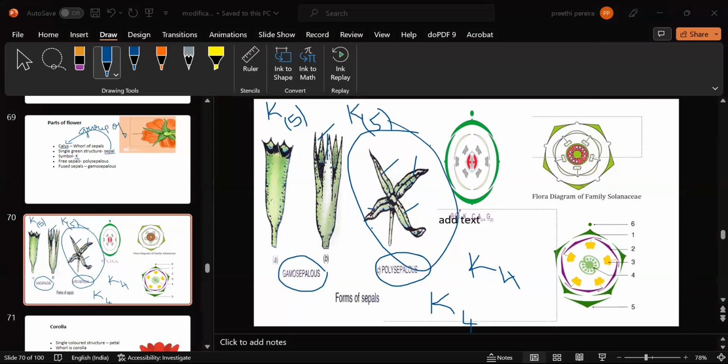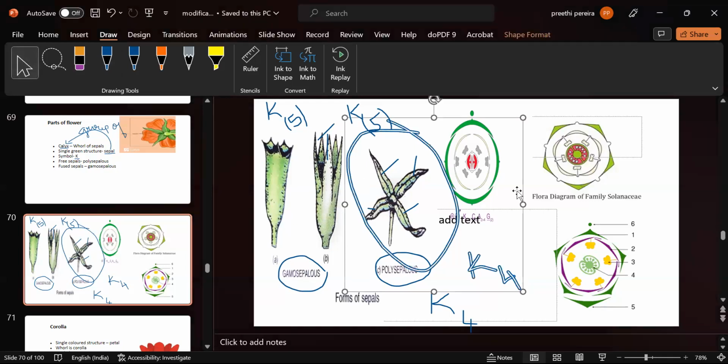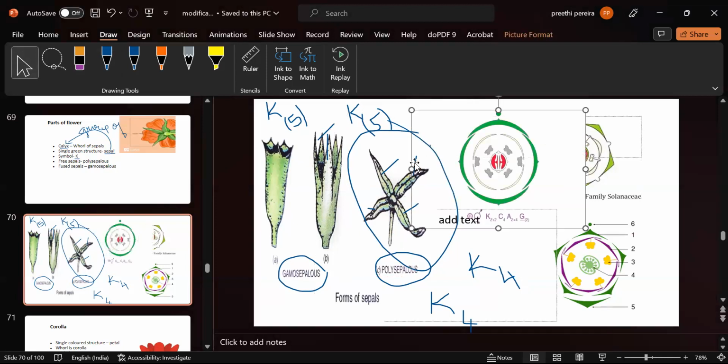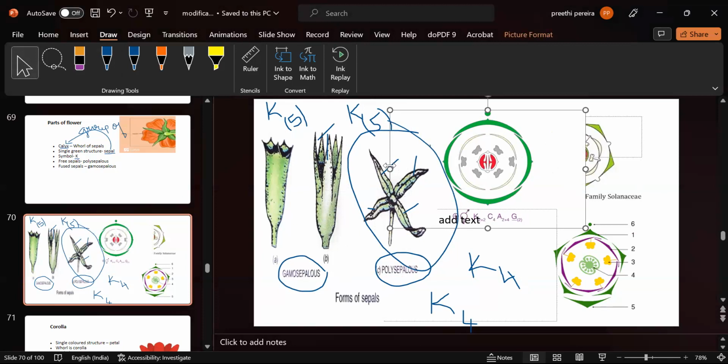This is regarding the floral formula. Now, let's talk about the floral diagram. So, in your textbook, you have so many families, Brassicaceae, Solanaceae, and each one has its own floral diagram. Now, if I see a floral diagram, the outermost wall, the green color over here, this is the calyx, what they are representing. The second one is the corolla, the petal one.